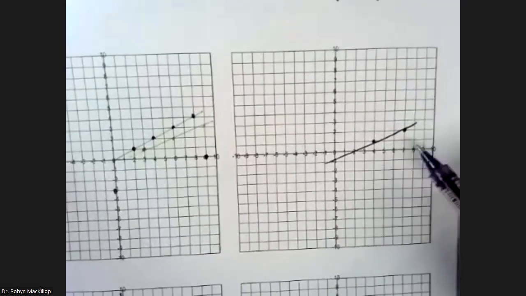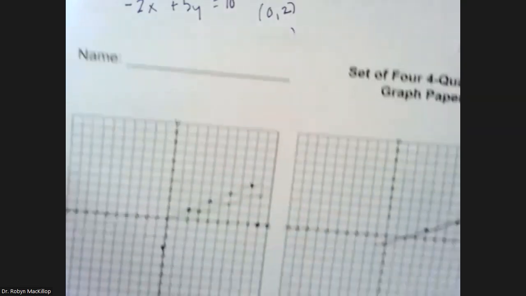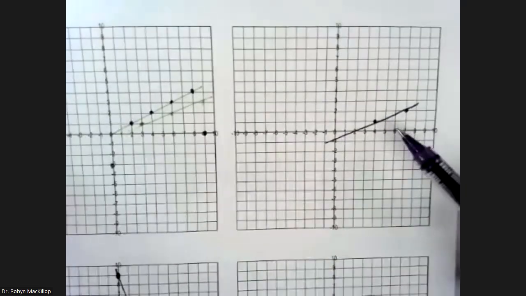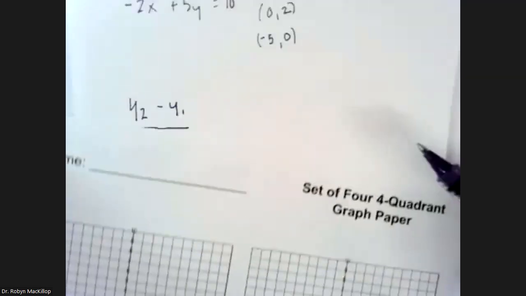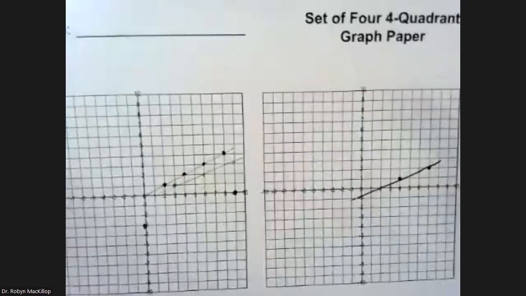All right, so those are the 2 points. I haven't even done anything yet. I just took the 2 points and I made a line. We need to find the slope of the line. This formula will help us to do that. And we can also count it. So let's do the formula first, and then I'll count it.